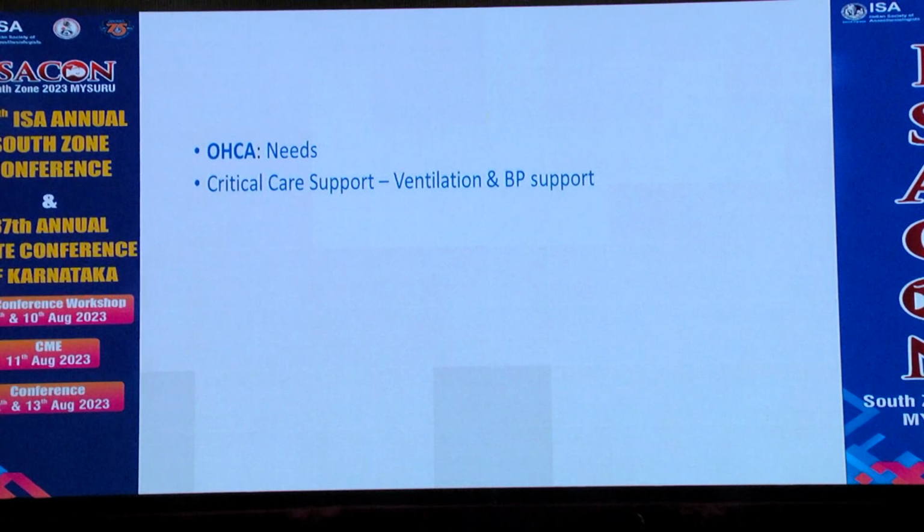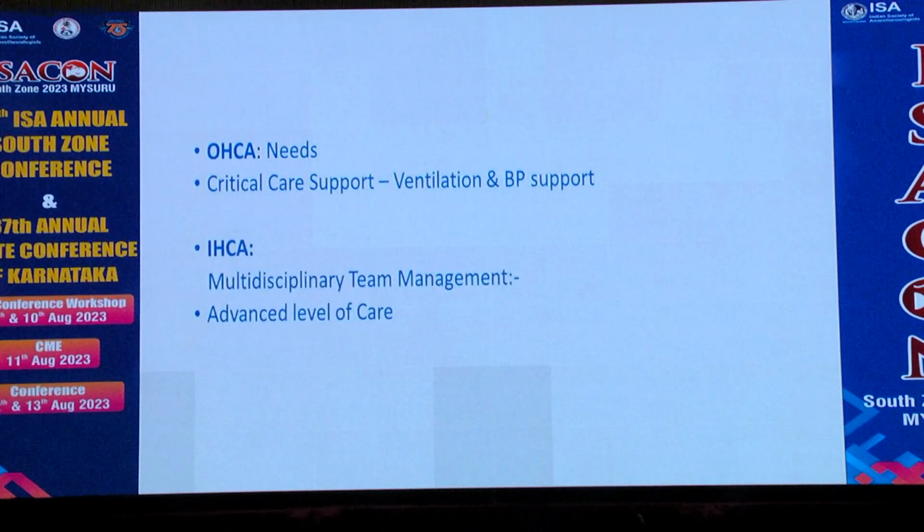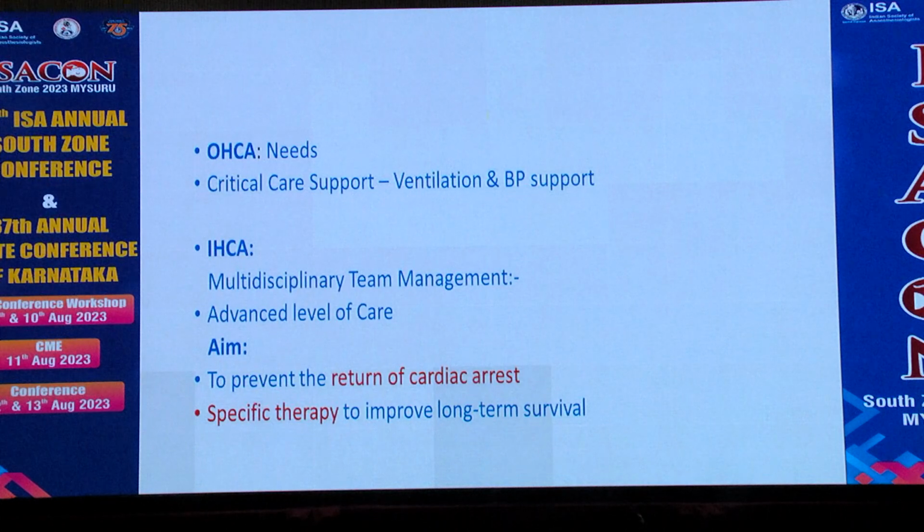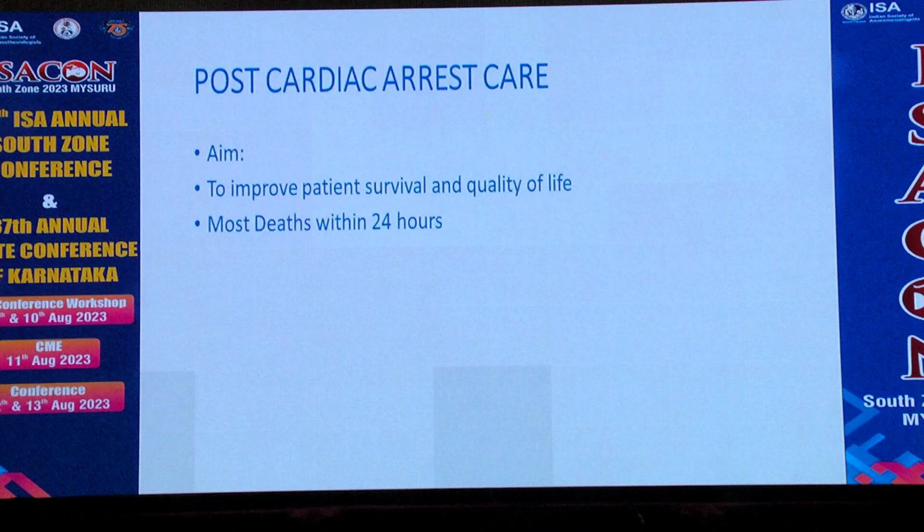In out-of-hospital cardiac arrest, we need critical care support when we transport a patient from the periphery to the hospital where the medical facilities are available, and continue with ventilation as well as blood pressure support. In in-hospital cardiac arrest, a multidisciplinary team management is done, that is the advanced level of care, and the aim is to prevent recurrence of cardiac arrest as well as specific therapy to improve long-term survival. The aim of post-cardiac arrest care is to improve patient survival and quality of life, and most deaths occur within 24 hours after resuscitation.